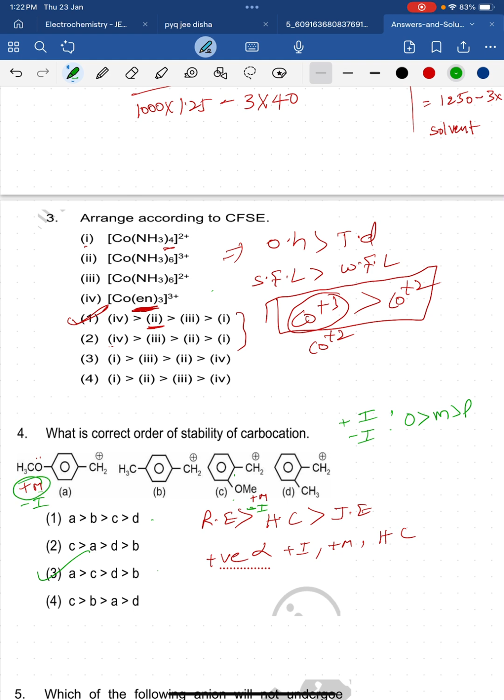Got it? In the case of B and D you can choose. Again, why D: the plus I character is there as well as hyperconjugation. Hyperconjugation is equal at ortho and para, so it is not the deciding factor; only the plus I factor is deciding. At the ortho position the plus I is more, so that is why it is more stable.